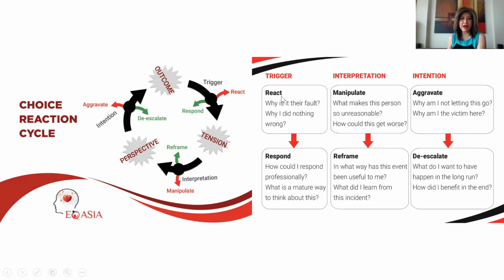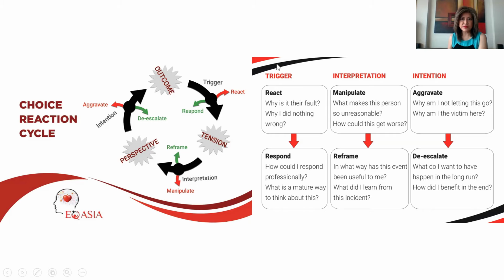How did you react? How did you manipulate? How did you aggravate? All right, in terms of the trigger, interpretation, or intention. And then in terms of now trying to move it into positive behaviors, how could I respond? How could I reframe? Or how could I de-escalate?